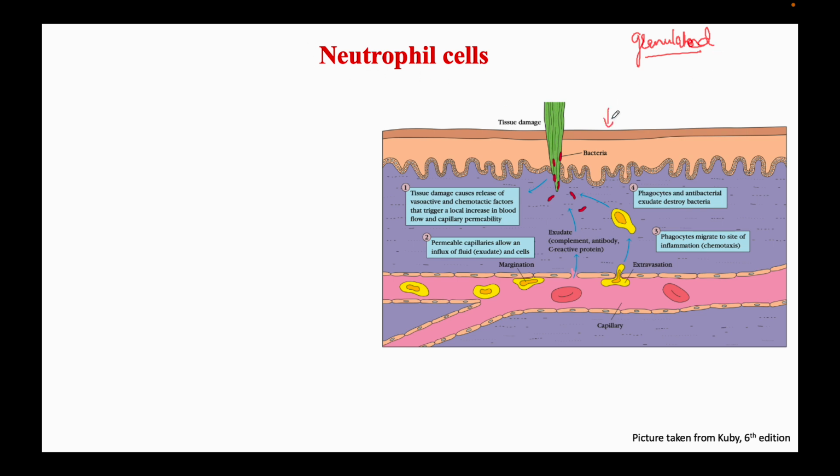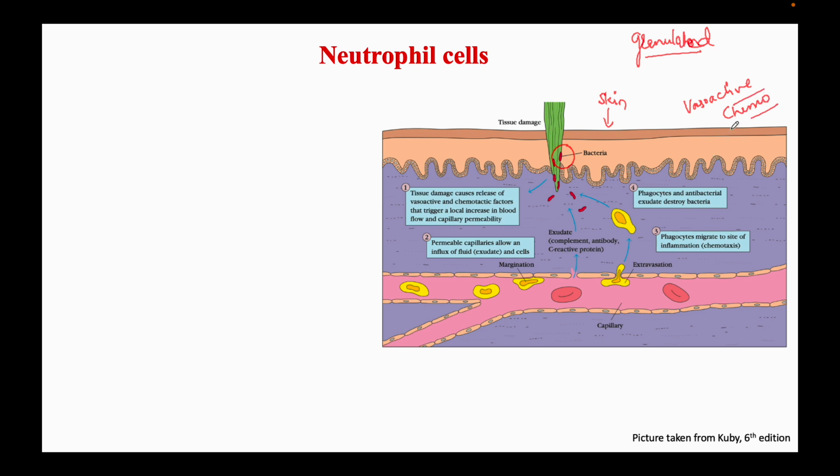So skin is a protective layer, and the bacteria cannot enter into the bloodstream unless there is some tissue damage or cut. And once there is damage, the bacteria, as you can see, has entered into the system. So what happens when bacteria enters the body? Because of tissue damage, it causes release of various vasoactive and chemotactic factors.